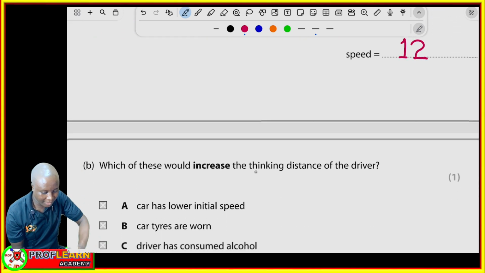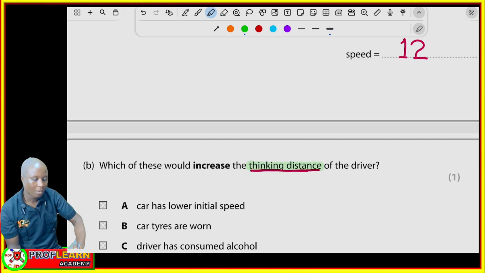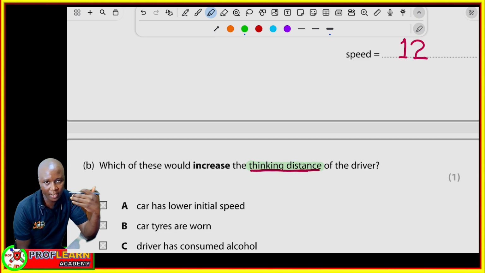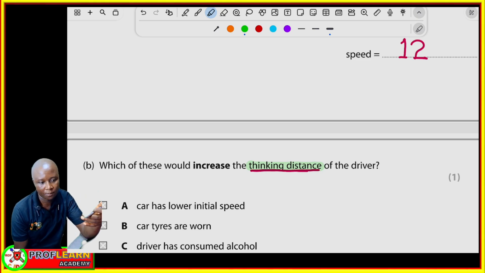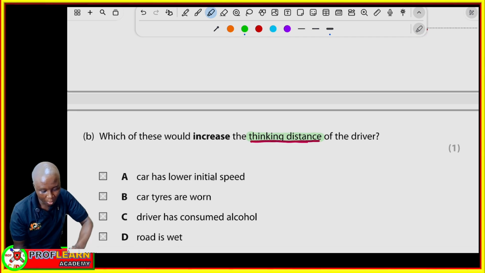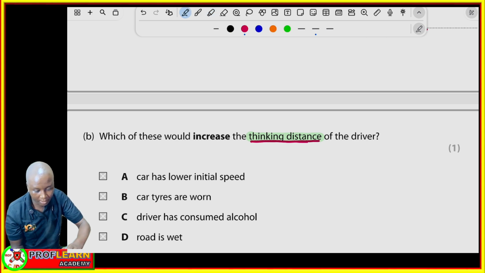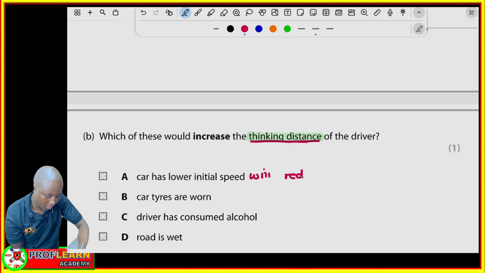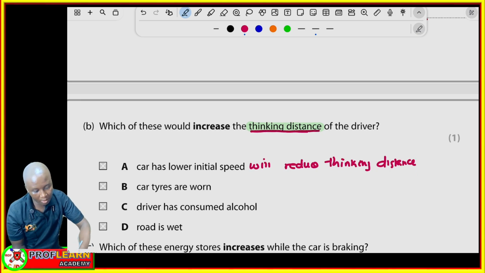Which of these will increase the thinking distance? Thinking distance, we have said, is the distance traveled by the car as the driver tries to think what the next course of action is. So if the car has a lower initial speed, this will reduce the thinking distance. The car tire is worn out.